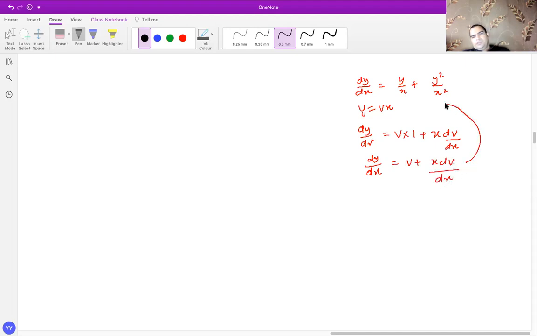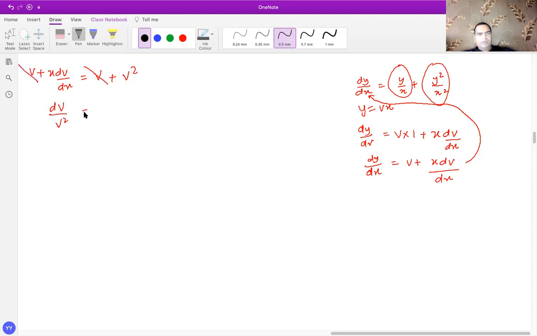So now you put it in place of dy by dx. We're going to get v plus x dv by dx equals, and obviously y over x is v, plus v squared, and this v and v get cancelled. So what we get is dv over v squared if you separate the variables, and dx over x. If you integrate both sides, the problem has given that when x is 1, y is 2, to get the exact equation.